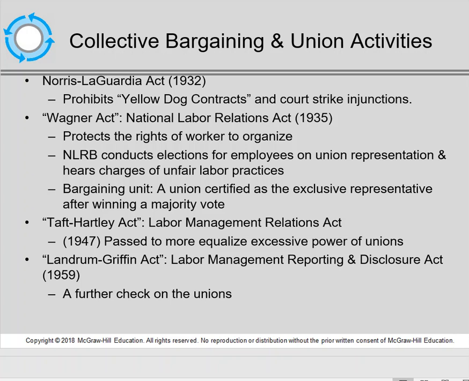Finally, several years later, the Landrum-Griffin Act had further checks on unions, and the idea was to promote honesty and democracy in running the union's internal affairs. And these two laws and subsequent legislation have had a stifling effect on unions in the private workforce, not public, but private workforce. In 1955, almost 40% of employees in the private workforce belonged to a union. That number is down to 10% or less today.